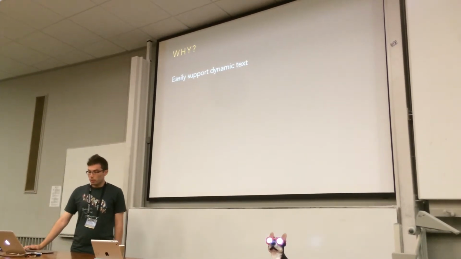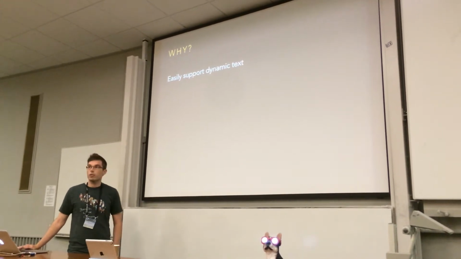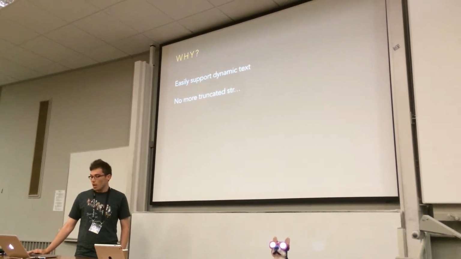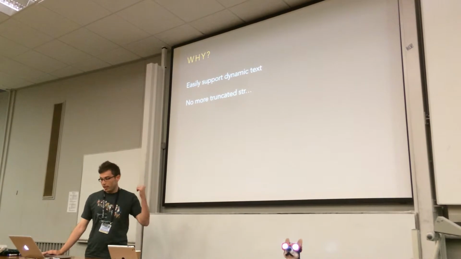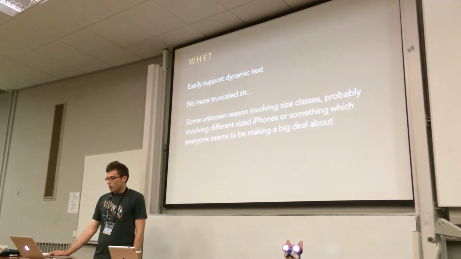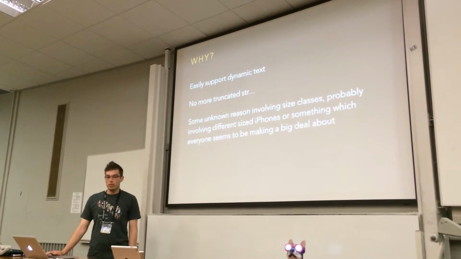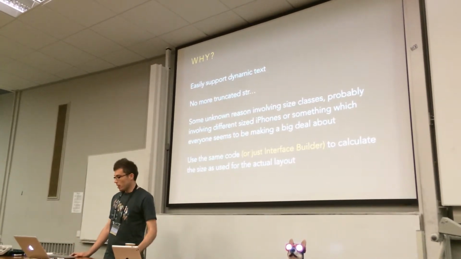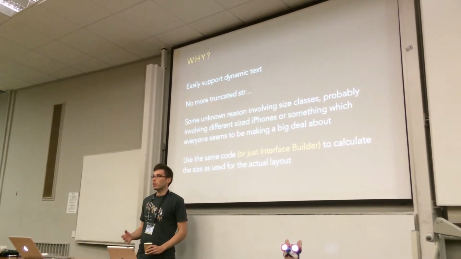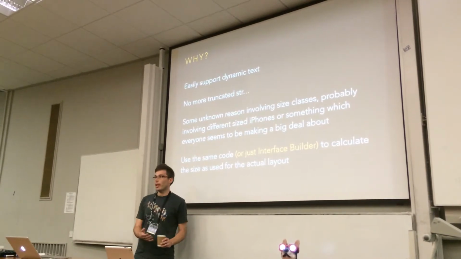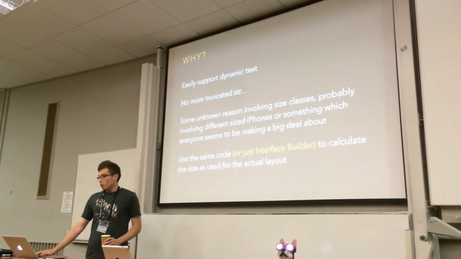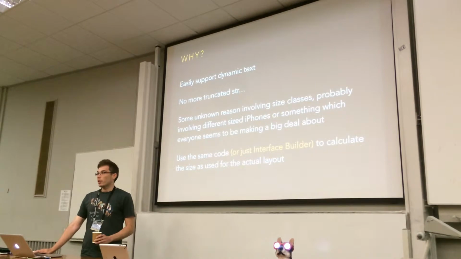So why would you want to do it? Well, dynamic text is a really good reason. You'd get no more truncated strings. And you get to use the same code to calculate the size as you do for actually laying out the cell, which means that you get less duplication and less reasons for errors.